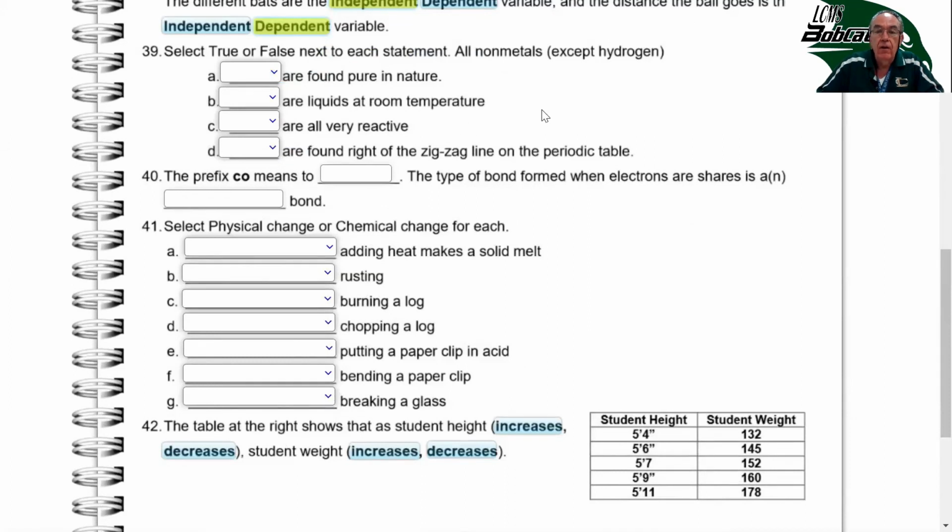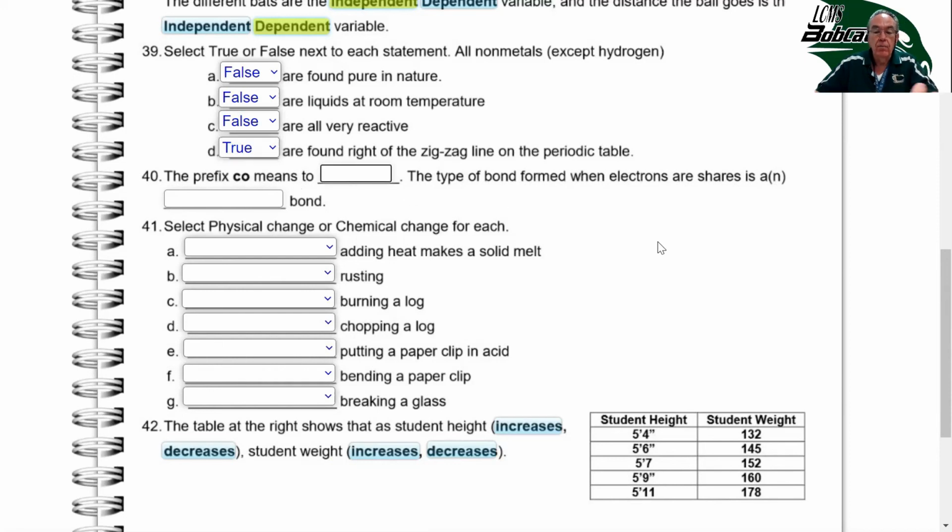Select each statement that's true or false about the nonmetals. Okay. Nonmetals are not all found pure in nature. Oxygen is a nonmetal. It's not found pure in nature. A lot of them, all the halogens are highly reactive, so they'll all react. So they're not found pure in nature. We just said that oxygen is a nonmetal, and it is not a liquid at room temperature. The noble gases are nonmetals, and they don't react at all, so they're not all very reactive. They're all found to the right of the zigzag. That's true. They're all on the right side of the periodic table.